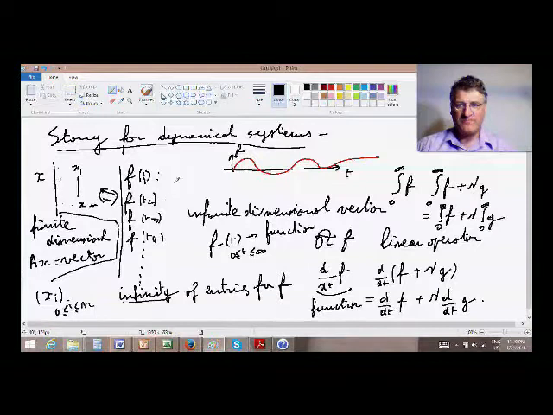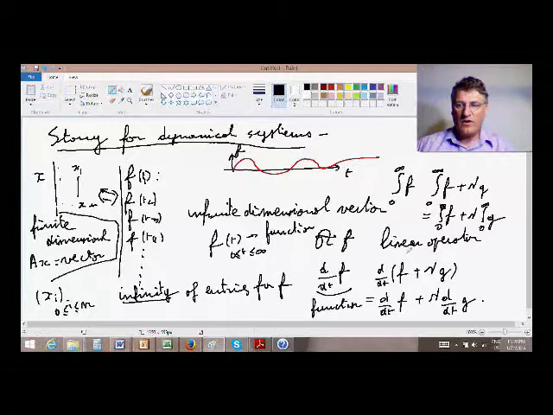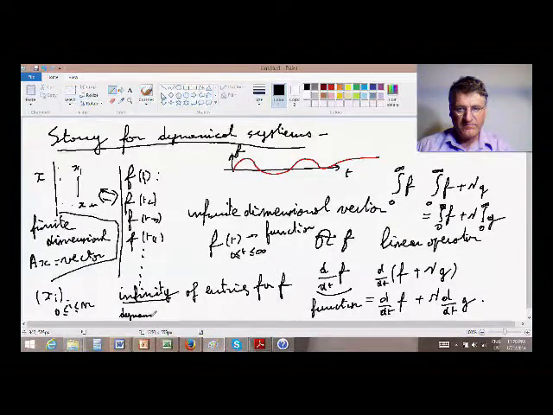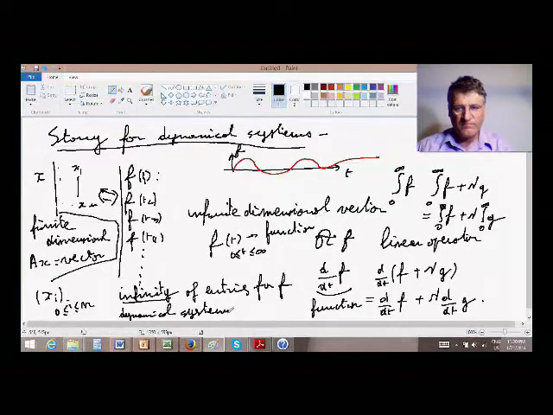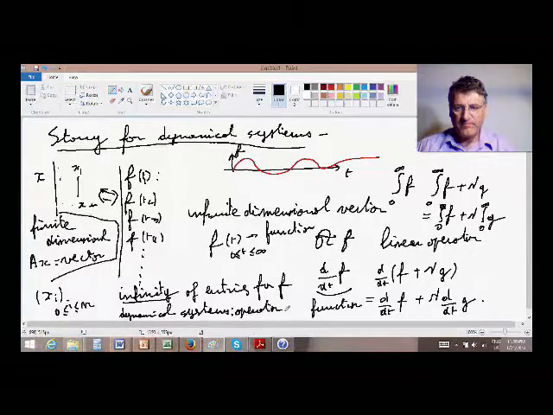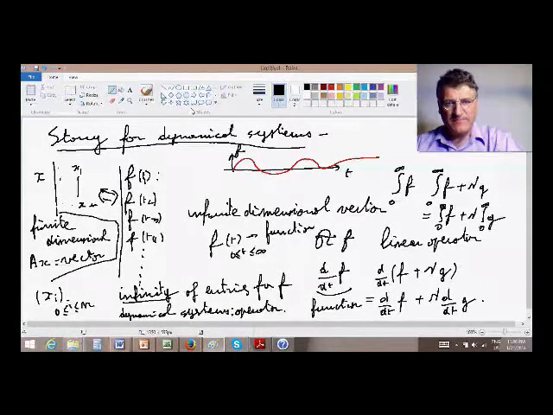Now, what we're going to do now is apply all this to dynamical systems. Okay, so for dynamical systems, we're going to show that it is also an operator. So for that, let me clean up everything.